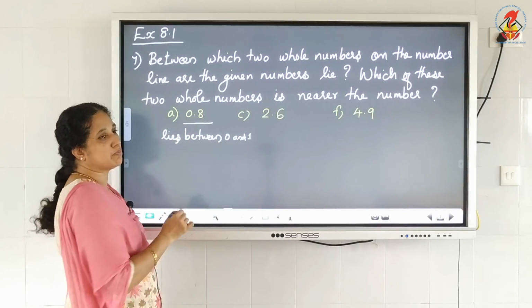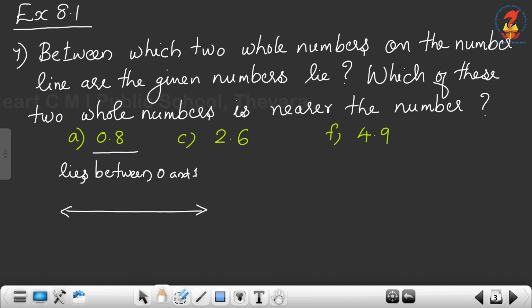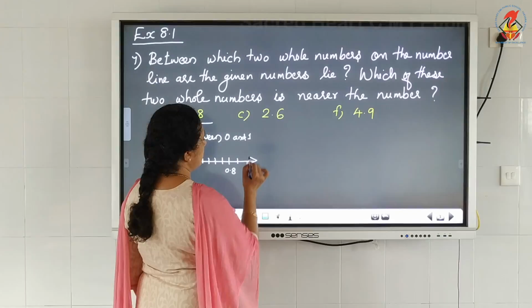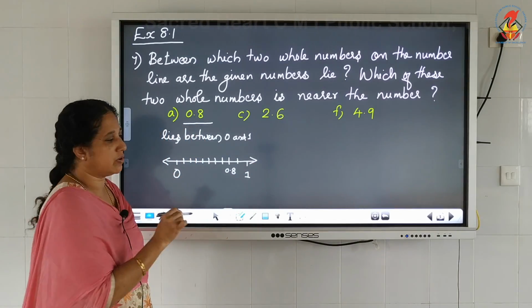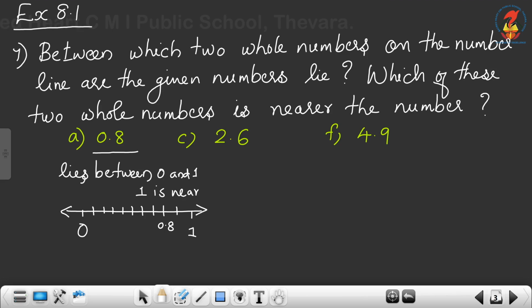So 0.8 lies between 0 and 1. And 0.8 is closer to which whole number? When you draw the number line, we have 0, then we have 1, divided into 10 equal parts: 1, 2, 3, 4, 5, 6, 7, 8, 9, 10. And 0.8 means the 8th part. So this one will be 0.8. And 0.8 is closer to which whole number? 0.8 is closer to 1. So which whole number is nearer to 0.8? The whole number 1.